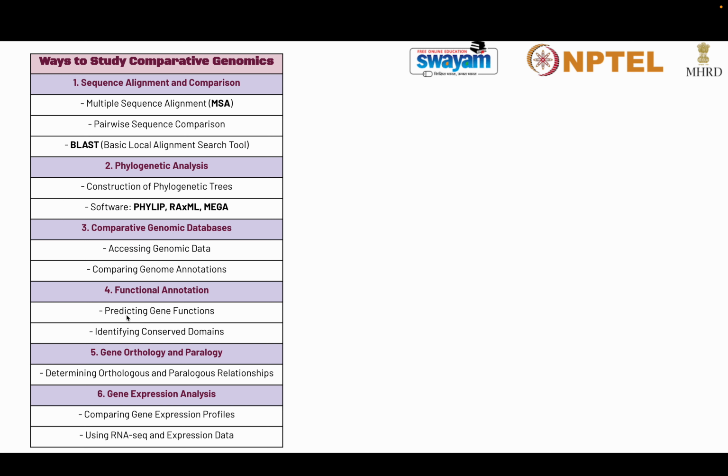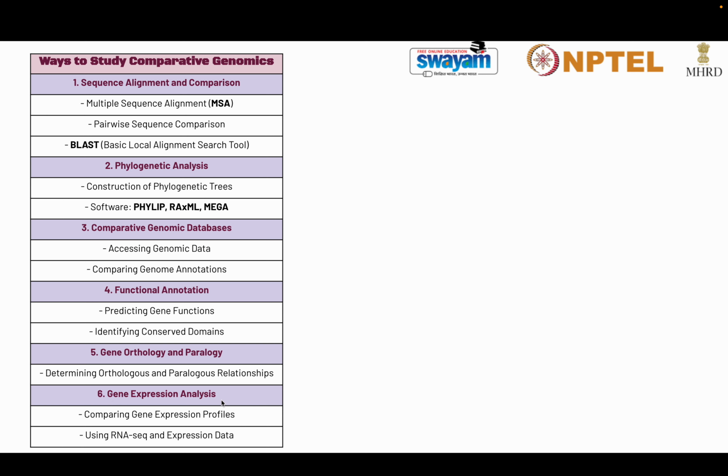Now, function annotations: you can also predict the gene functions. You can identify the conserved domains which are conserved among different species. Then you can also study gene orthology and paralogy. We have also discussed these terms: what does orthology mean? What does paralogy mean? And we'll discuss them in detail in the upcoming slides. So these things you can also determine with the help of comparative genomics.